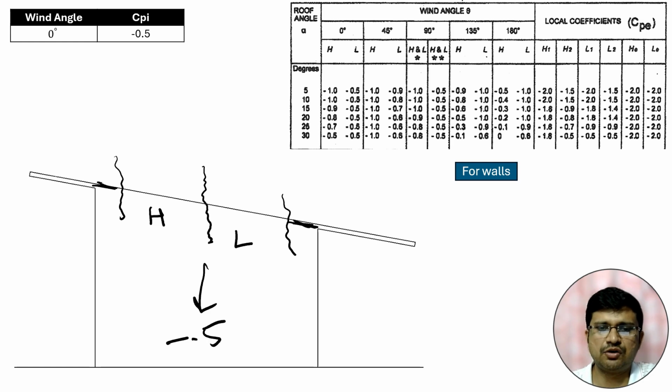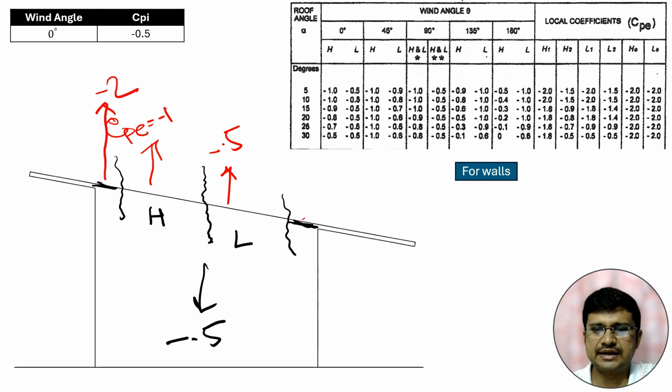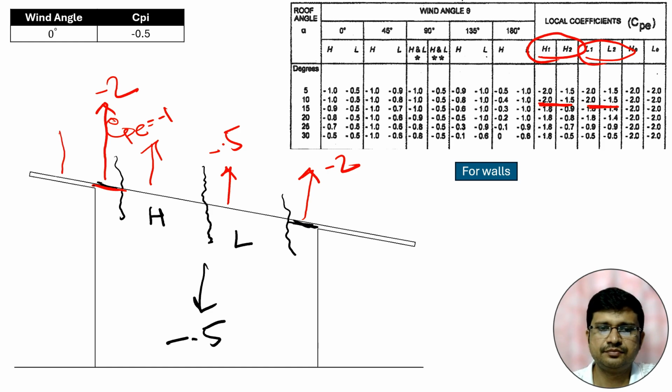Now how much is Cpe here? Here Cpe is -1. Here it is -0.5. For the local zone, here it is -2 and here also -2. This is this portion. For H1 and H2 the higher value we are considering, so -2. For L1, L2 the higher value we are considering, so -2. For this overhanging portion in this zone, it will be the same, -2. And here also it will be the same, so -2. So this is on the upward side. On the downward side it is -0.5, which is Cpi here.